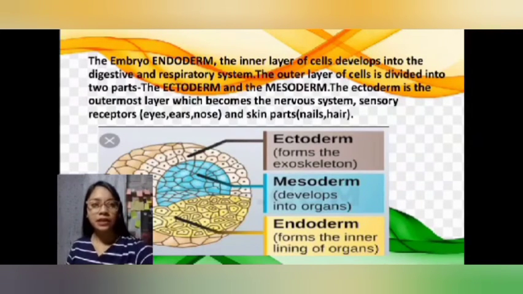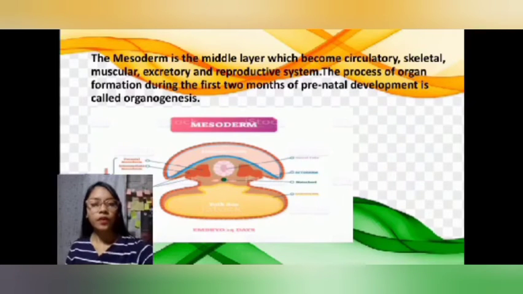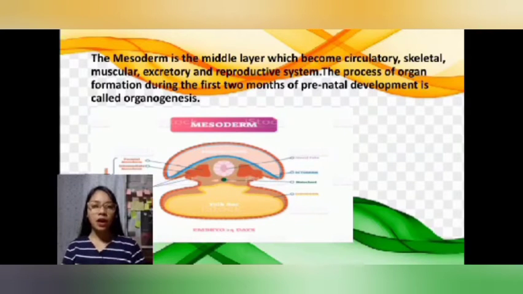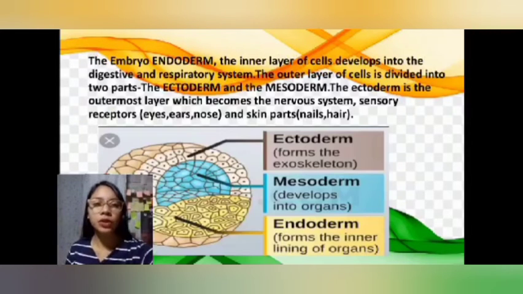And let's go to the next page. So the mesoderm is the middle layer, which becomes the circulatory, skeletal, muscular, excretory, and reproductive systems. The process of organ formation during the first 2 months of prenatal development is called organogenesis. So this is the mesoderm.